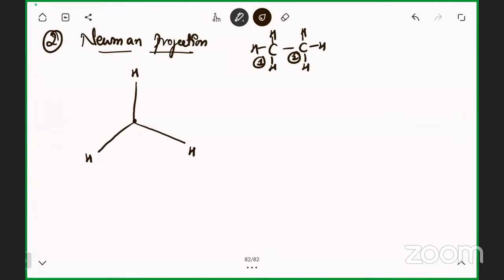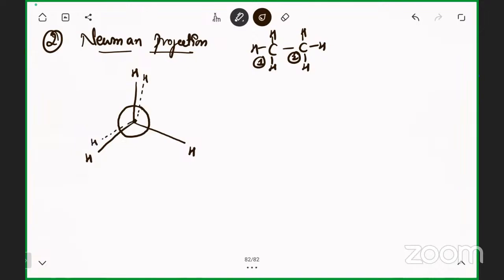While the carbon which is away from your eyes, meaning the second carbon, will be represented by a circle. The second carbon is represented by a circle, and it still has three hydrogens, so we will make them like dotted lines.